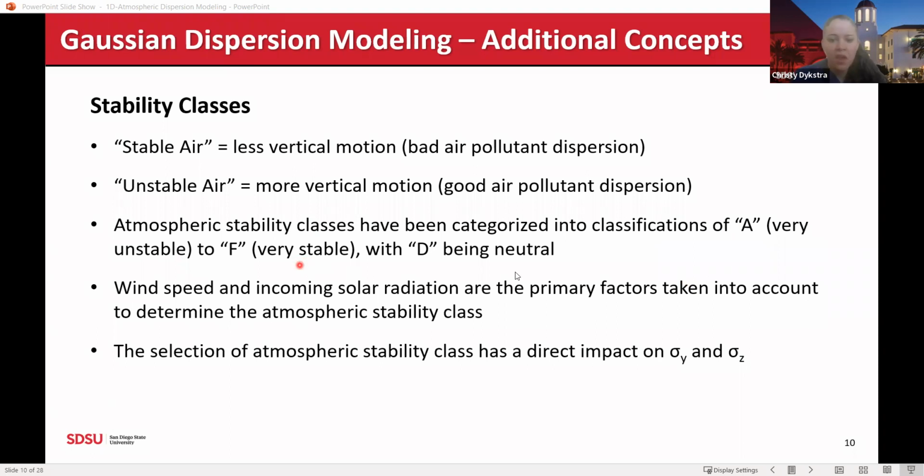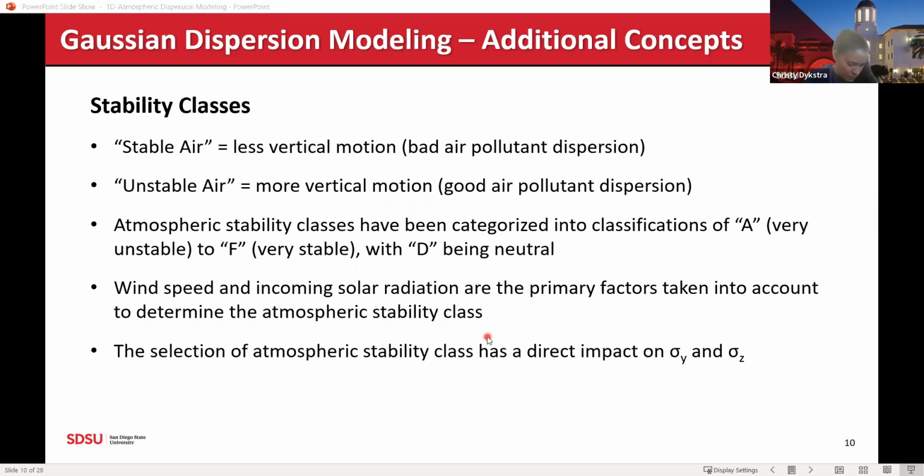So A is going to be very unstable, meaning lots of mixing, and F is very stable with very poor mixing, and D is sort of in the middle, being neutral, and we have all of the classes in between. And so the primary factors that we use to determine this are going to be wind speed and incoming solar radiation.